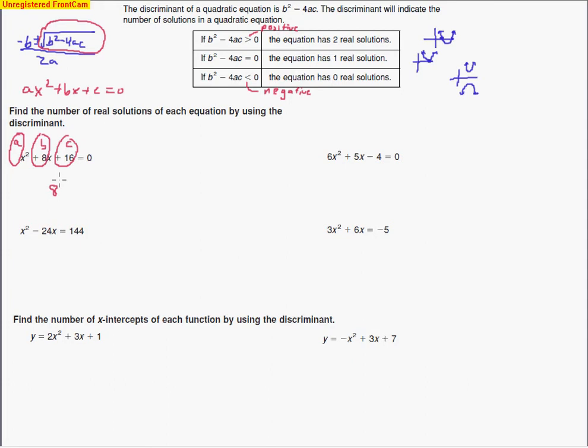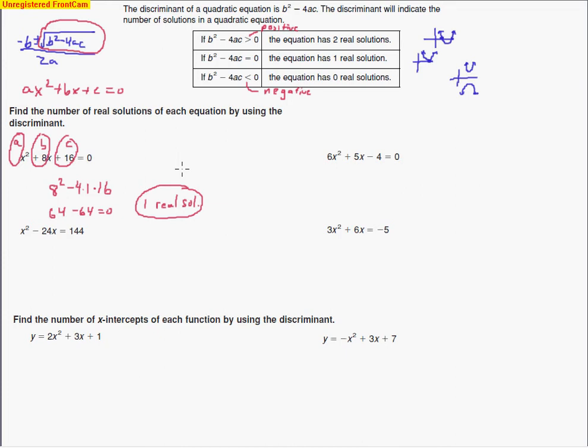So we've got 8 squared minus 4 times 1 times 16. We do a little bit of math there. We get 64 minus 64, and so we get 0. When you get 0, that means we just have one real solution, which means we have one x-intercept. In a set of directions, we'll ask about the x-intercepts later on, but for right now they're just asking what the real solutions are, and there's only one real solution.